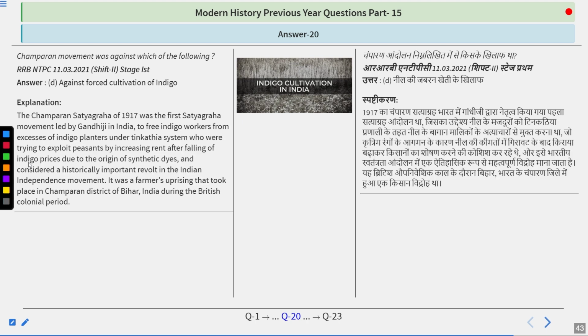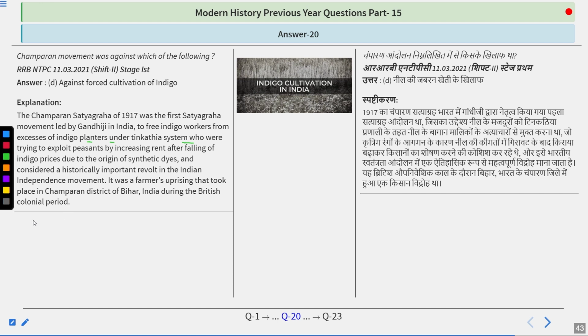Option D. Champaran Satyagraha of 1917 was the first Satyagraha movement led by Gandhiji in India to free indigo workers from the excesses of indigo planters under the Teen Kathia system, who were trying to exploit peasants by increasing rent after the fall of indigo price due to the origin of synthetic dyes. It is considered a historically important revolt in the Indian independence movement, and took place in Champaran district of Bihar, India during the British colonial period.